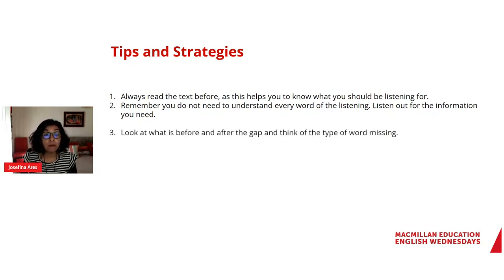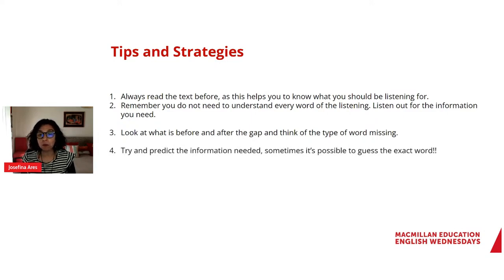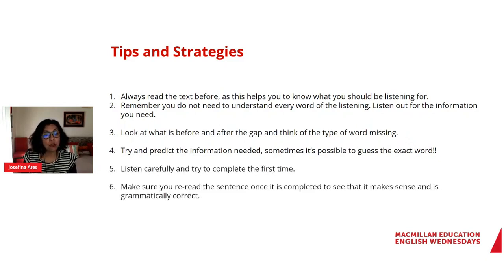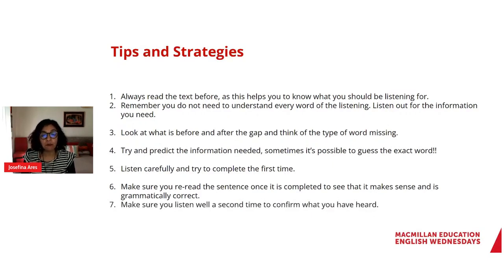Three, look at what is before and after the gap and think of the type of word that is missing. Try and predict the information needed. Sometimes it's possible to guess the exact word. As you saw in this one, windy, there wasn't really much choice. Listen carefully and try to complete the first time. Make sure you reread the sentence once it is completed to see that it makes sense and is grammatically correct. And seven, make sure you listen well a second time to confirm what you have heard. So those are the tips and strategies for this exercise.